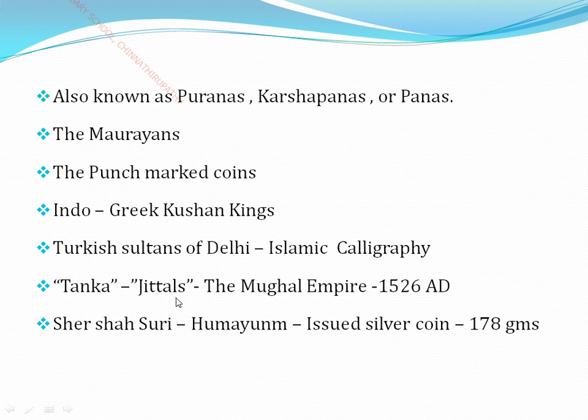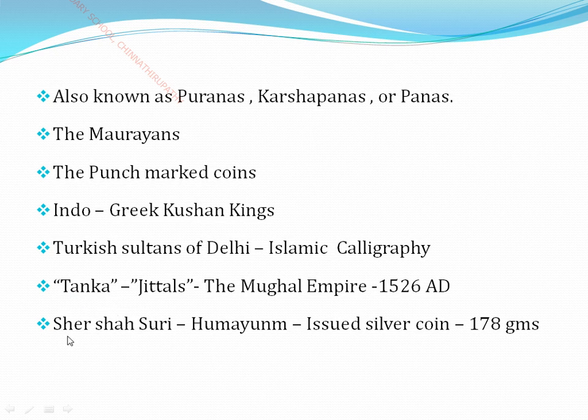Okay, children, Jittals. And this was during the period of the Mughal Empire, 1526 AD. These coins were known as Tanka and Jittals. Lower valued coins are called Jittal coins, and higher value gold and copper coins are known as Tanka coins.